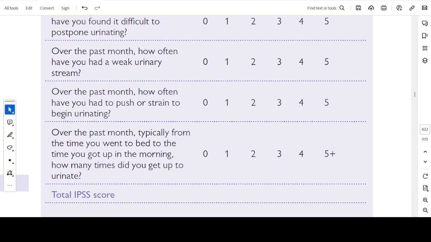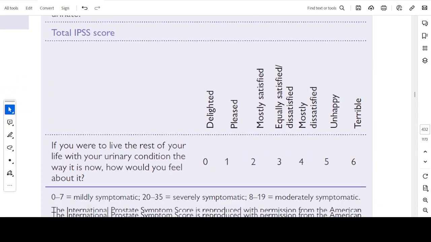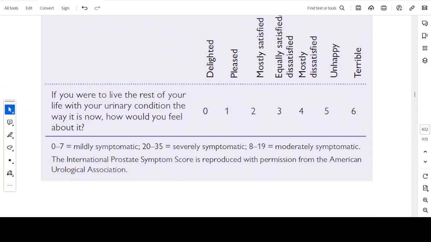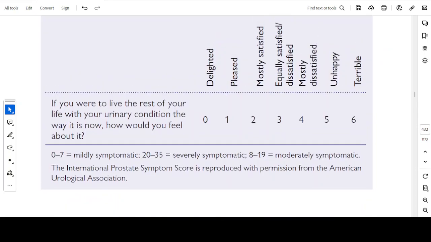Over the past month, typically from the time you went to bed to the time you got up in the morning, how many times did you get up to urinate? If you were to live the rest of your life with your urinary condition the way you feel it now, how would you feel about it? So this was the questionnaire. And 0 to 7 is mild symptoms, 8 to 19 is moderately symptomatic, 20 to 35 is severely symptomatic.